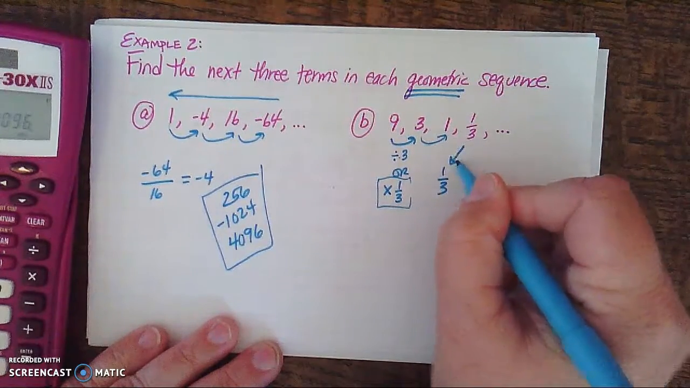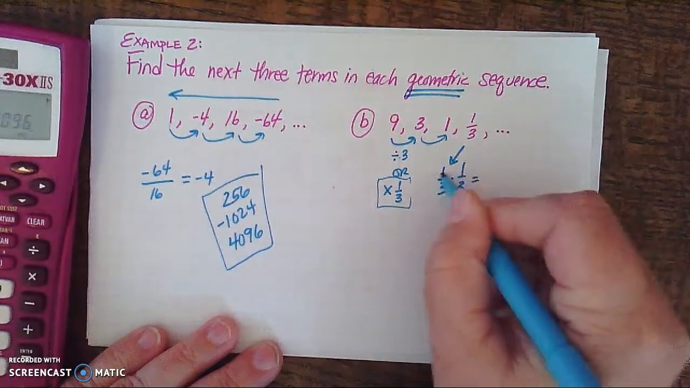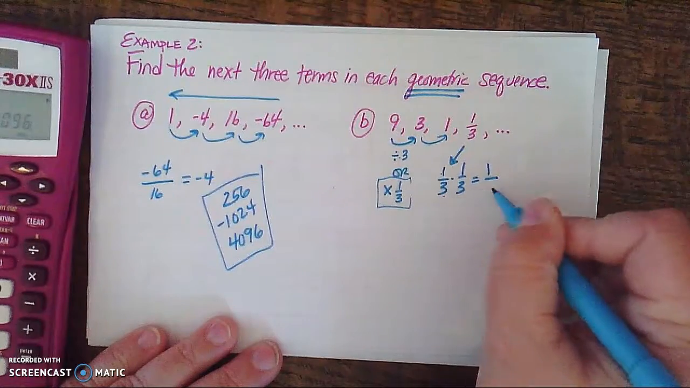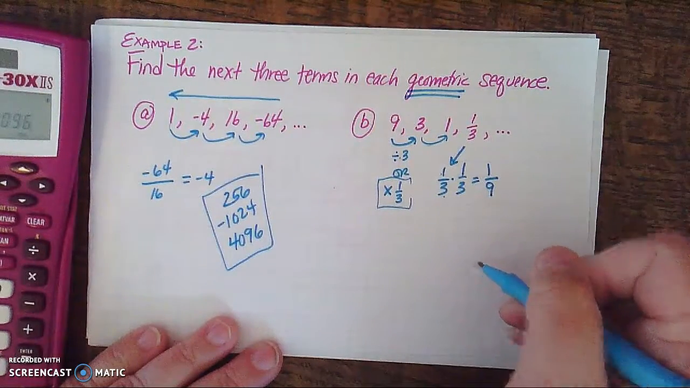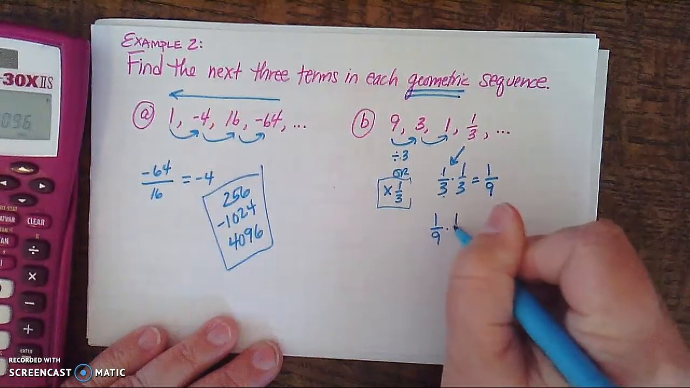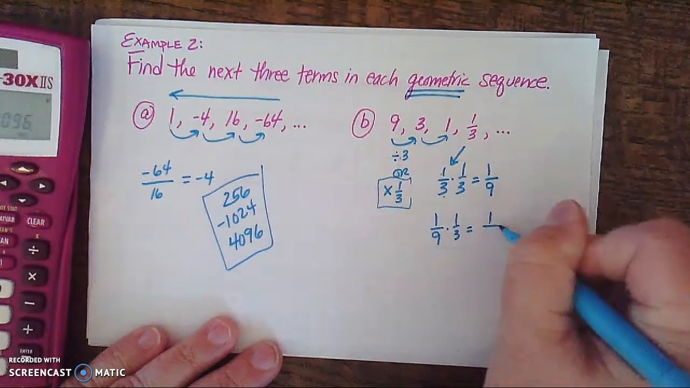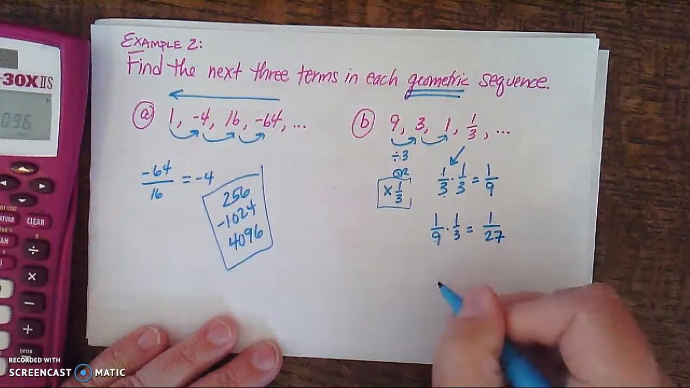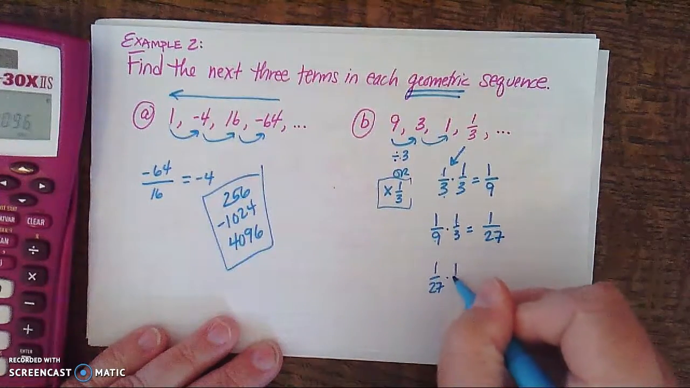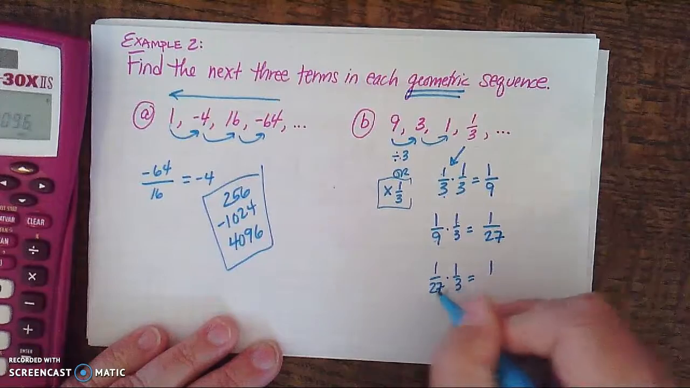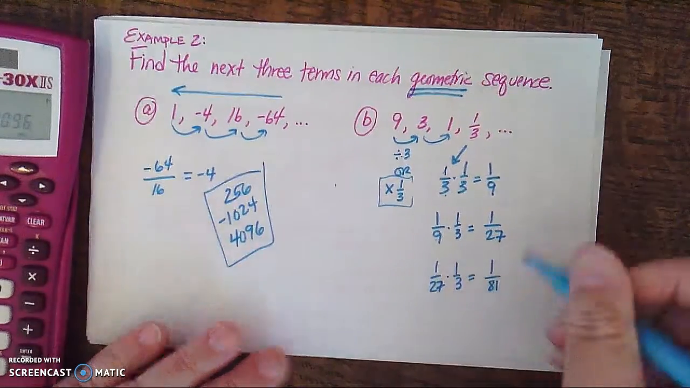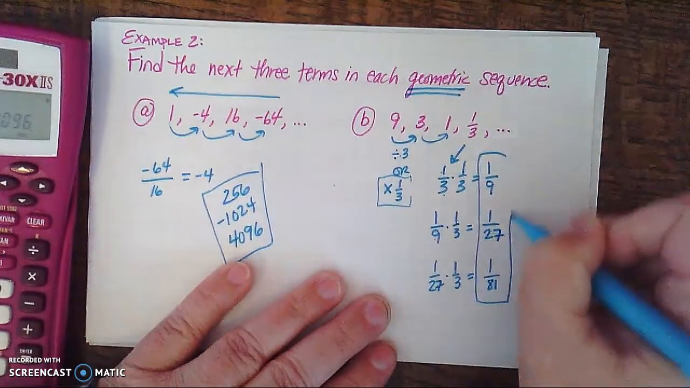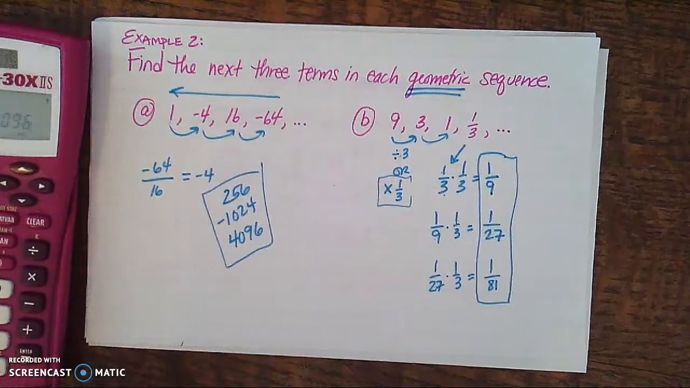1/3, this guy, times 1/3, top times top, bottom times bottom is 1/9. Do it again, 1/9 times 1/3, top times top is 1, bottom times bottom is 27. Do it again, 1/27 times 1/3, top times top is 1, bottom times bottom is 81. So the next 3 terms are those 3 right there.